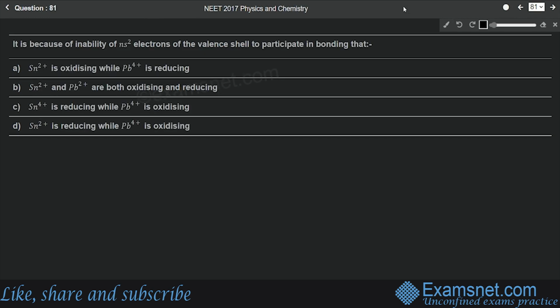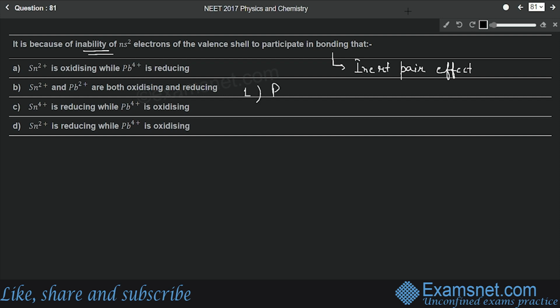Now question number 81 is again from the P block elements, and the question is, it is because of the inability of ns2 electrons on the valence shell to participate in bonding that. Okay, so this inability of ns2 electrons of the valence shell to participate in bonding on moving down the group is known as inert pair effect. So this effect is what the question is asked about, right? Now, as a result of inert pair effect, what happens?